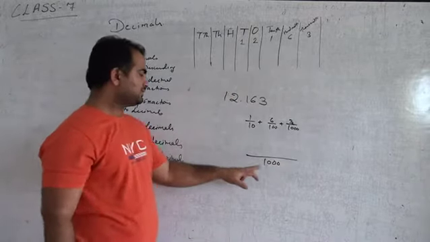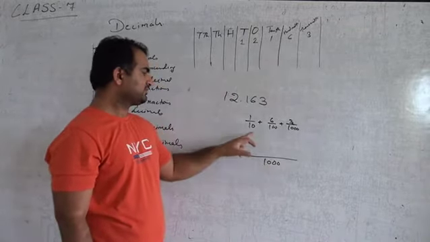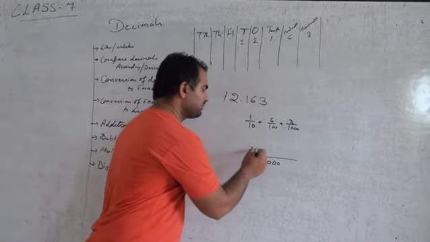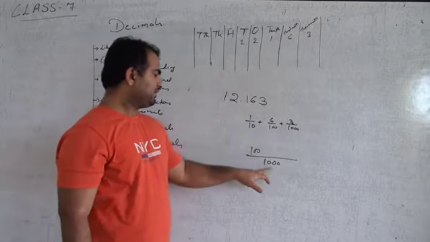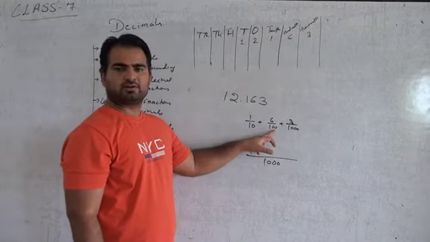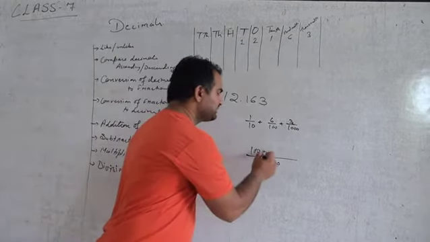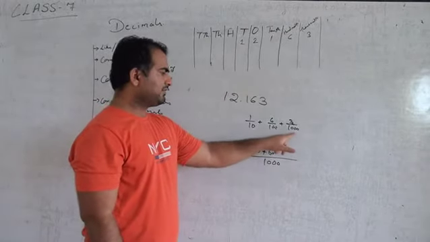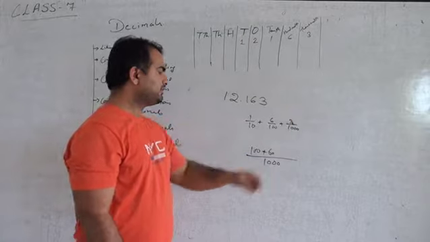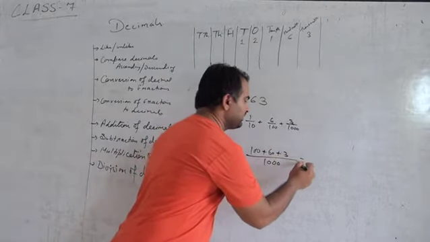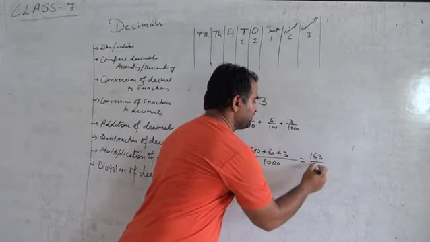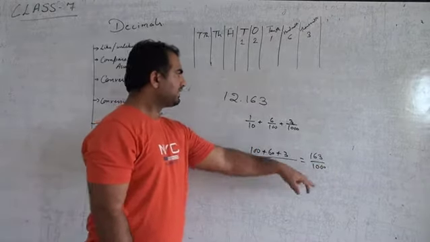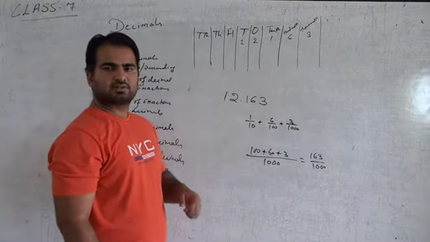So if 1000 is taken as the LCM, we divide 1000 by 10. It will be 100, and 100 into 1 is 100. When we divide 1000 by 100, it will be 10, and 10 into 6 is 60. When 1000 is divided by 1000, it gives 1, and 1 into 3 is 3. It will be 163 upon 1000. So now we can write it as 0.163.